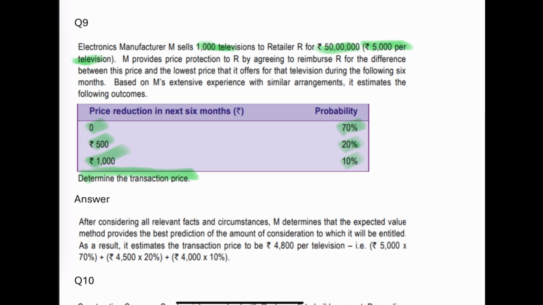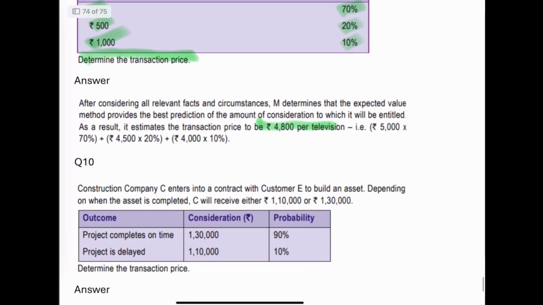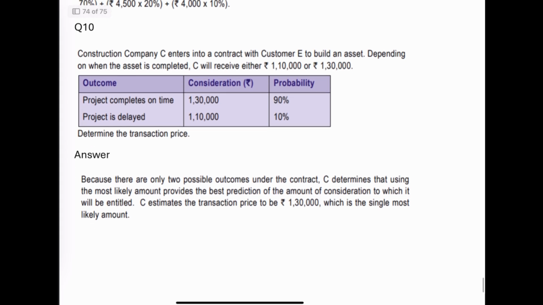Here the probabilities are given: 70, 20 and 10. So 70% of 0 is 0 rupees, 20% of 500 is 100 rupees, and 10% of 1,000 is another 100 rupees. So in total 200 rupees will be the discount. So 5,000 minus 200, 4,800 will be your transaction price. 4,800 is the transaction price. Okay, let's move on to the next example.